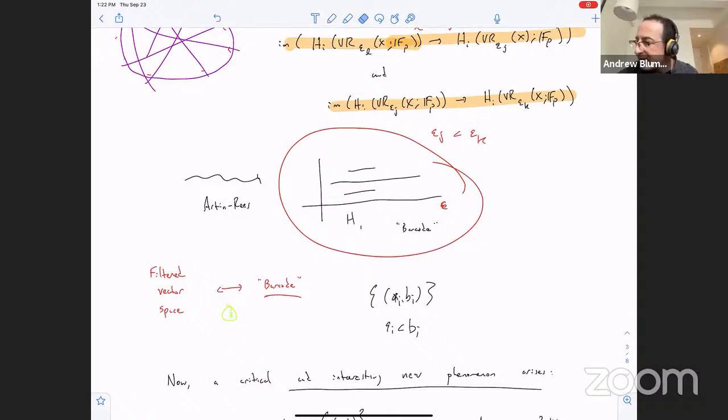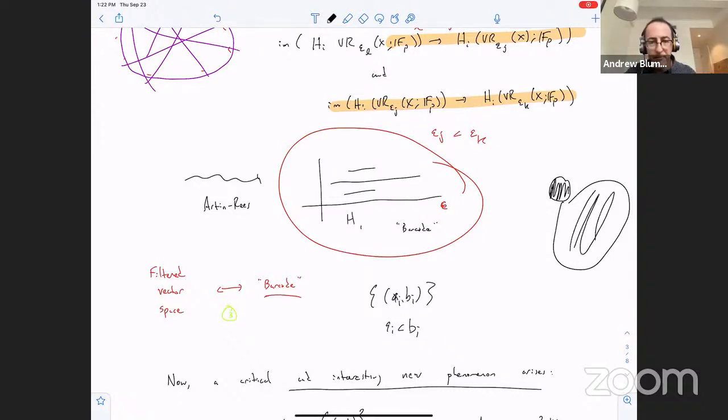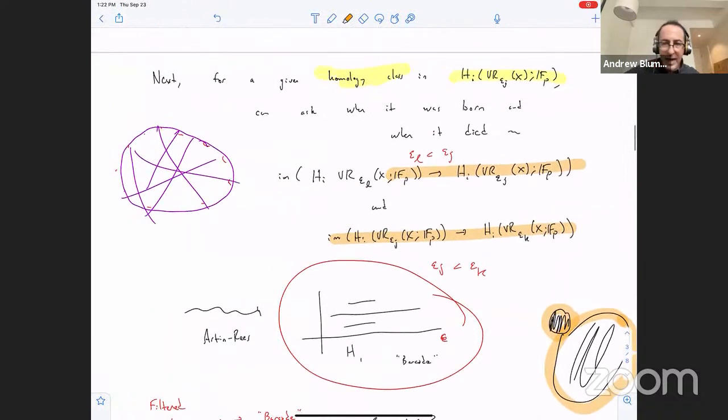So for instance, what might a picture of this look like if my underlying thing was a circle that looked like this, and I sampled at a uniform density? Then this circle here would fill in much sooner than this circle here. And so you expect to see different lifetimes of the bars representing this thing and this thing. Now, the fact that you can do this, and I haven't said enough to justify this, so let me make an assertion.